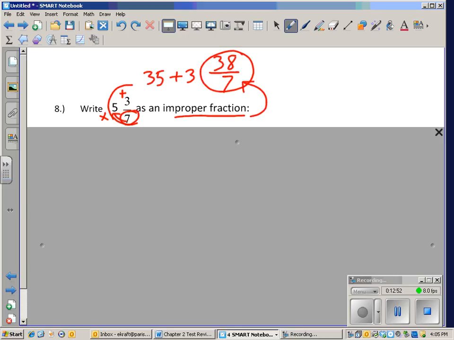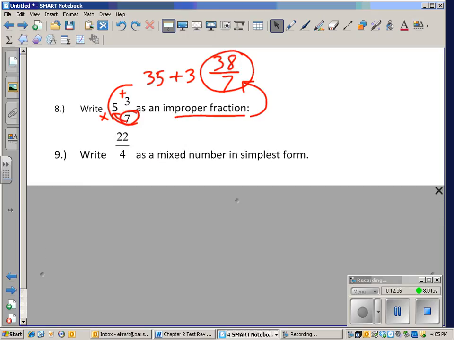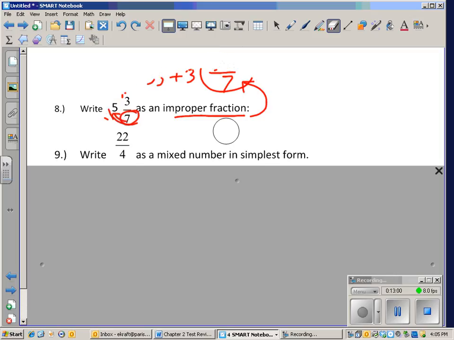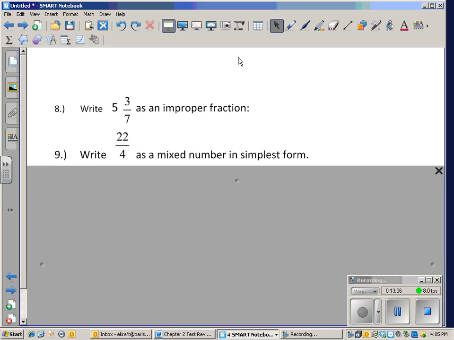Excellent job. Okay, and then we're going to move down, and it's asking us to write 22/4 as a mixed number. Again, an improper fraction. Turn it into a mixed number in its simplest form. So I guess we have to remember to do that. So pause the screen, write that down as an answer, and come back and see us.